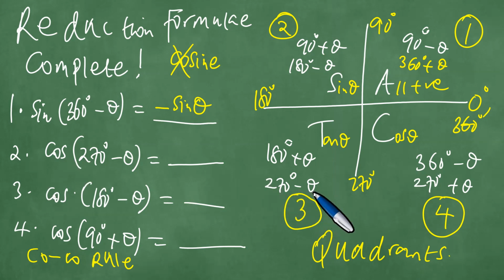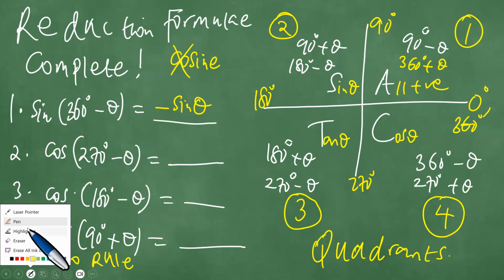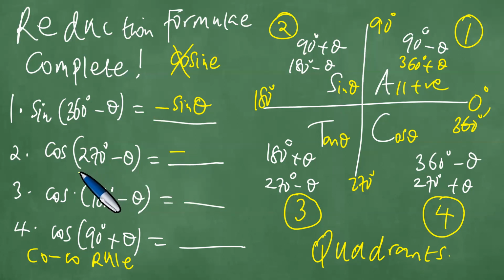Now we're dealing with 270 minus theta. You must first identify the quadrant that you are in. So 270 degrees minus theta is in quadrant three. Which functions are positive in quadrant three? It's only tan. So the cosine is going to be negative there. But at 270 degrees and 90 degrees, the co-function changes. The cofunction rule applies. Cosine has a co, you remove the co, it's left with the sine. So the answer becomes negative the sine of theta.